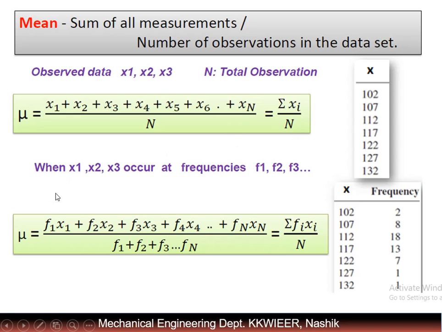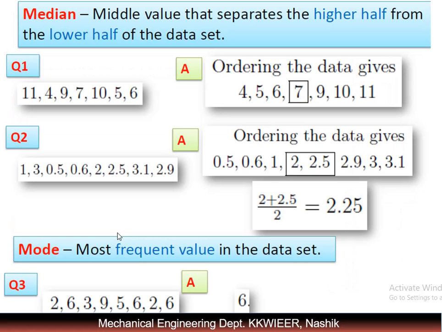When the frequencies are given, mu can be calculated as f1 x1 plus f2 x2 up to fn xn, divided by f1 plus f2 plus f3 up to fn. So summation of fi xi divided by capital N can be the formula to calculate the mean, or the central tendency, of a given data.